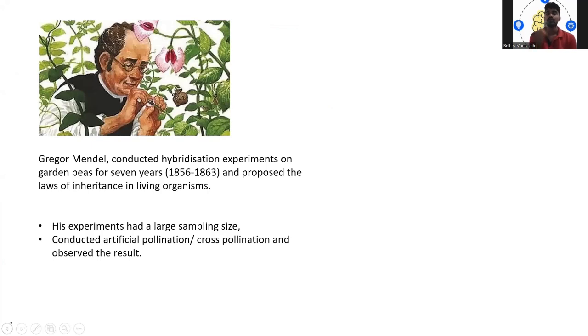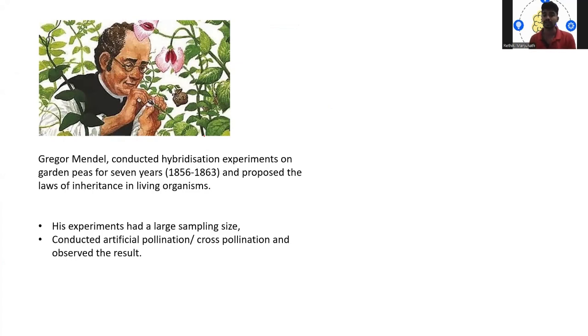Cool. Based on this, one thing was very clear: variations are seen in sexual reproduction. So variations are always seen in sexual reproduction cases. If the offspring has been generated through sexual reproduction, then only are we able to see the variation. This is a very important point that we need to keep in our mind.